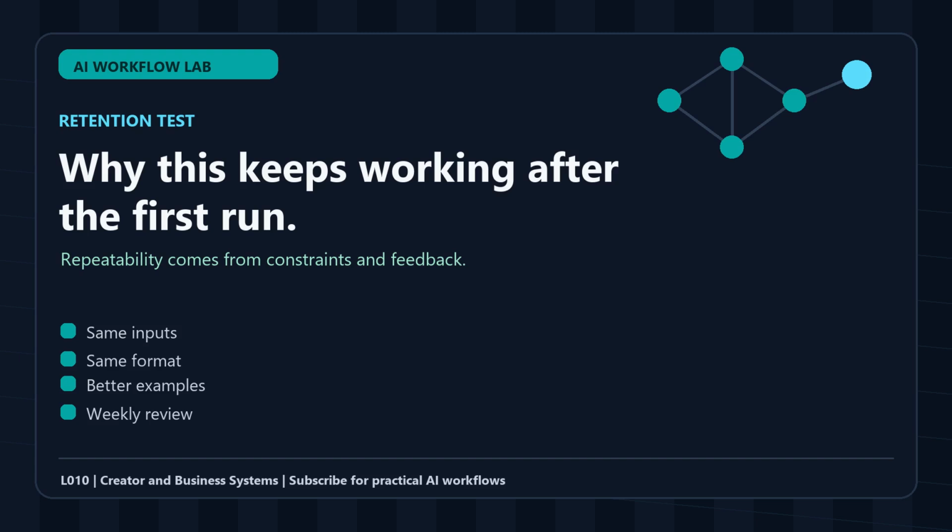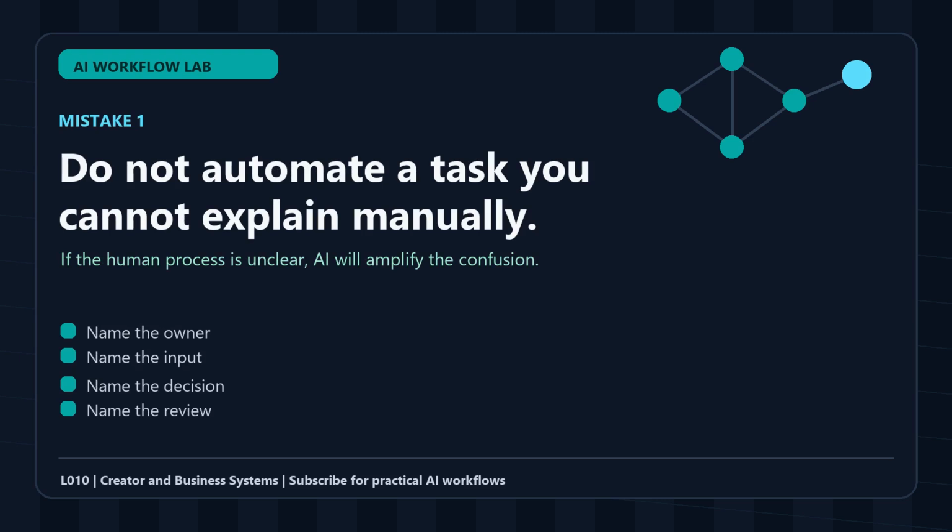When this input arrives, I check this thing. Then I decide between these options. Then I create this output. Then I review it for these risks. That one paragraph is more valuable than a complicated automation map.